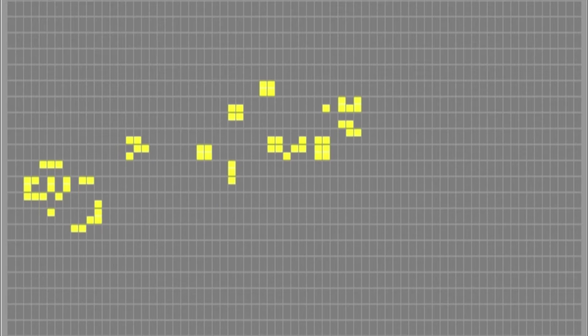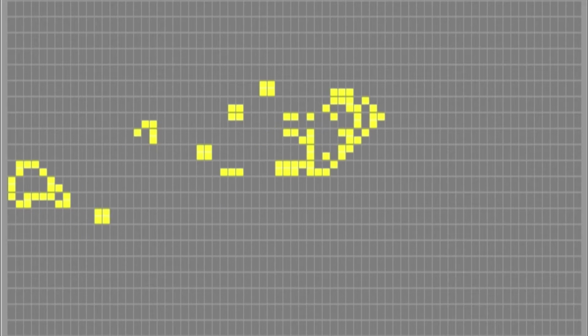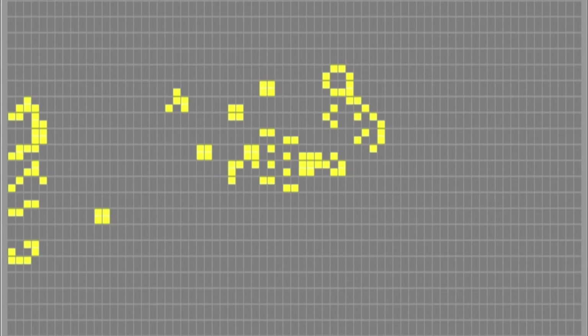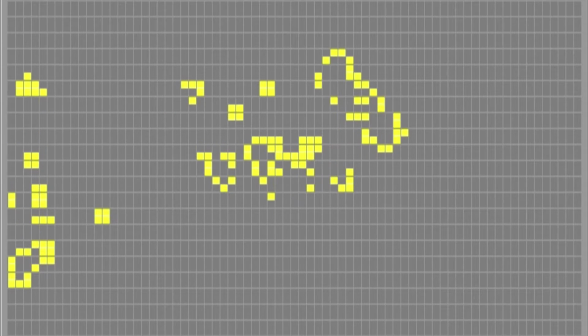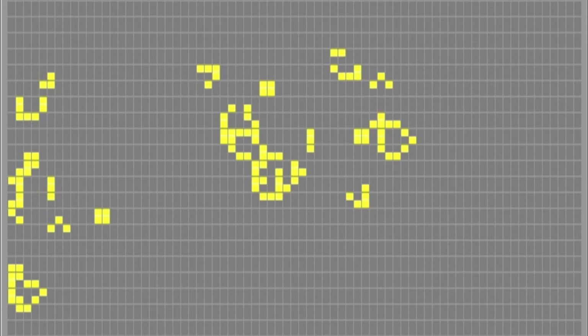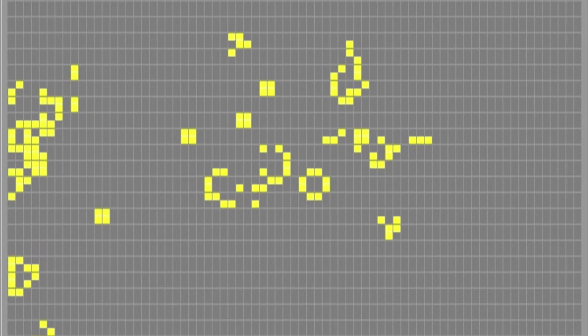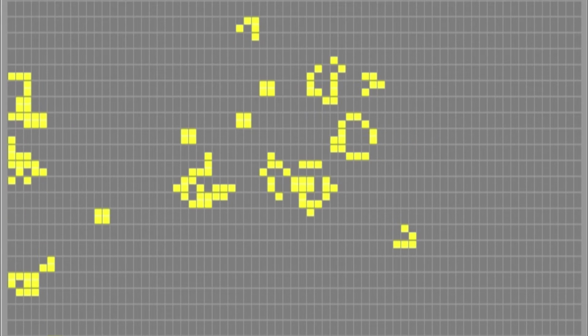A grid of square cells was set up, each with a possible two states, dead or alive. The rules, which governed whether a cell was dead or alive, were as follows.